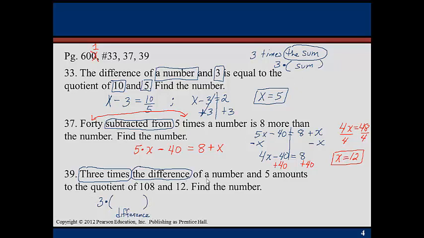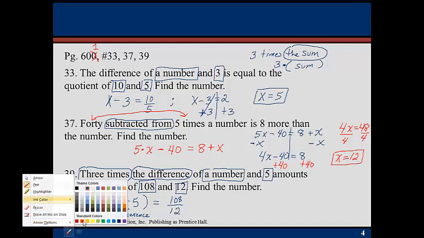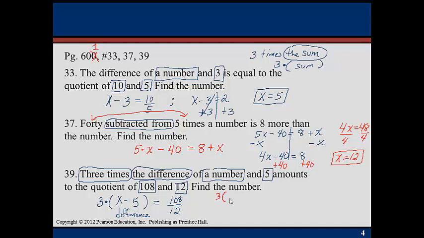Now, what are we taking the difference of? A number and 5. So a number is going to be written as x, and it's going to be x minus 5. Amounts to means equal. Quotient again means divide. What are we dividing? 108 and 12. So it's going to be 108 divided by 12. So we have 3 times parentheses x minus 5 equals 108 divided by 12, which is 9.